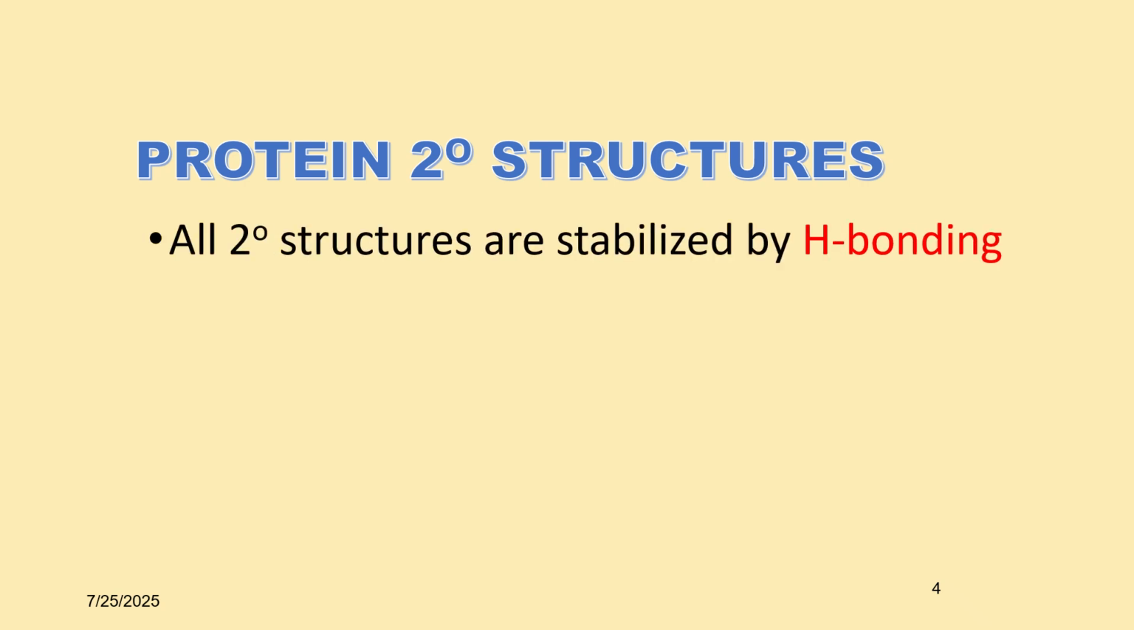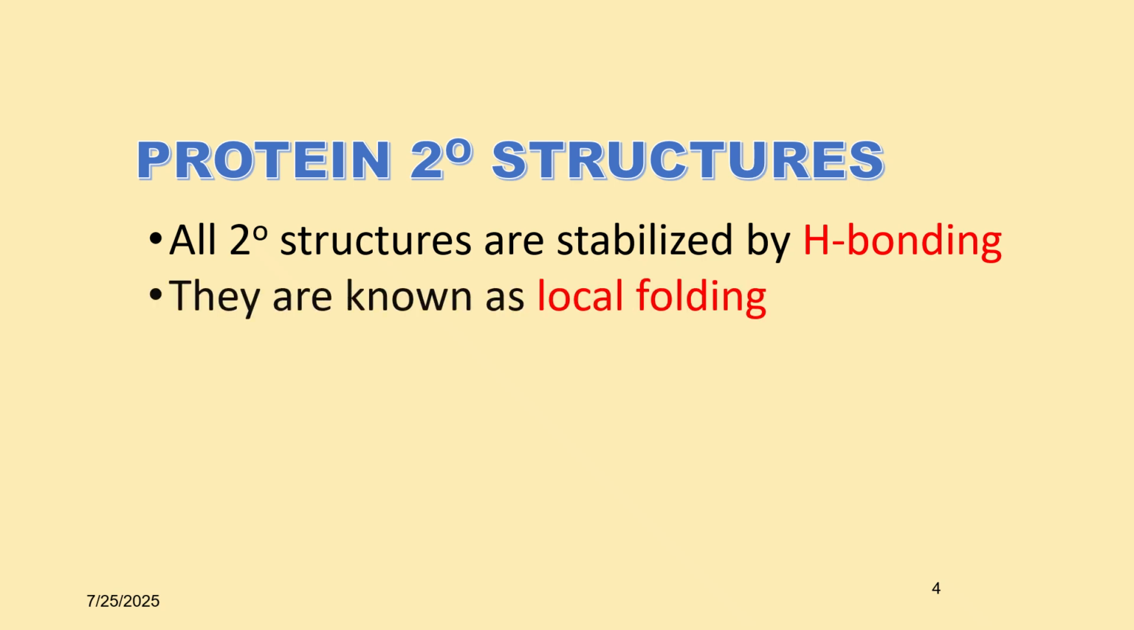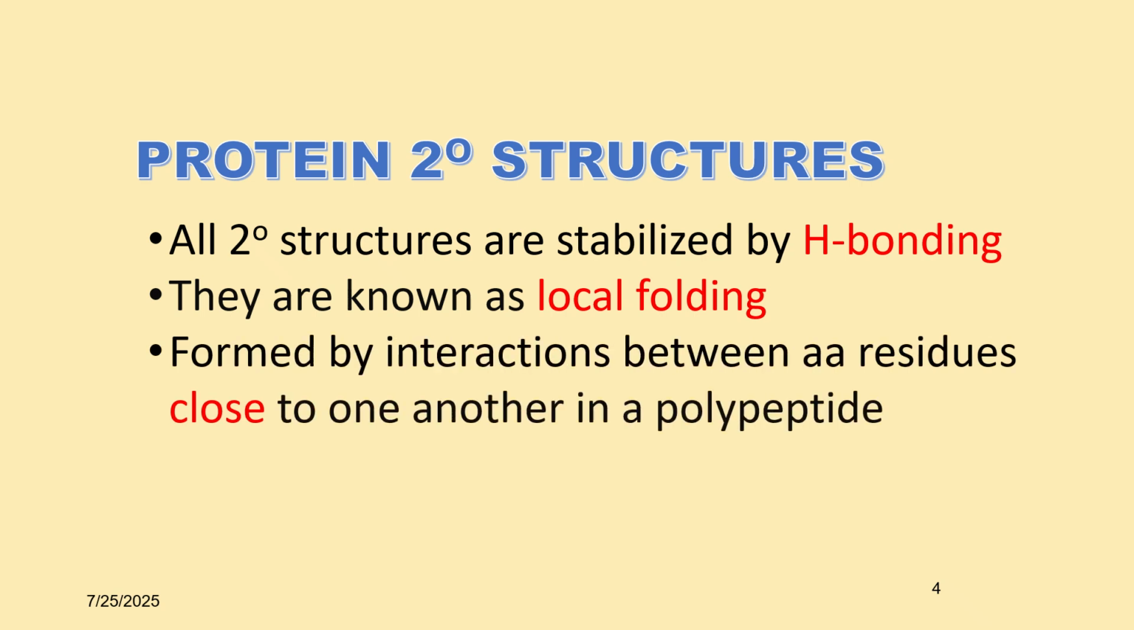The other one is they are known as local folding. They are known as local folding because they are formed by interactions between the amino acid residues which are close to one another in a polypeptide chain. So these 3 points you should remember, they are common in all 5 different types of secondary structures.